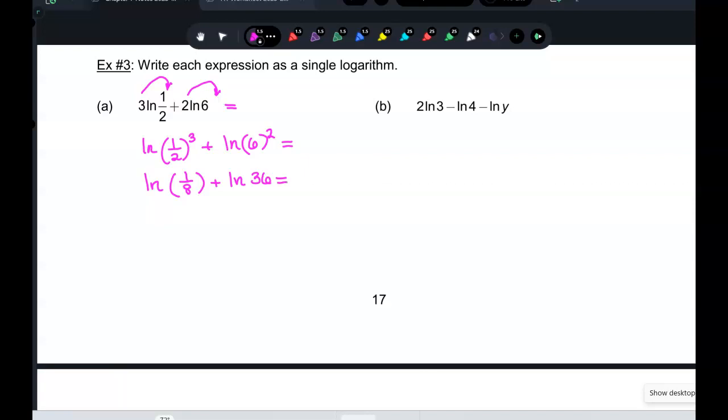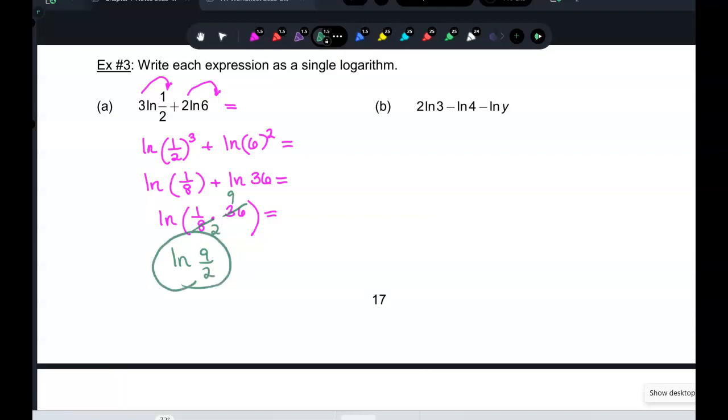Now I have 2 logarithms here with a plus sign. Do you remember what I can do to condense it into one? Addition can turn into multiplication. Subtraction turns into division. Okay, now 36 over 8. Well, we could divide the top and the bottom by 4. So we just get natural log of 9 over 2.